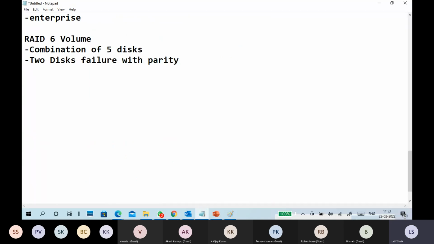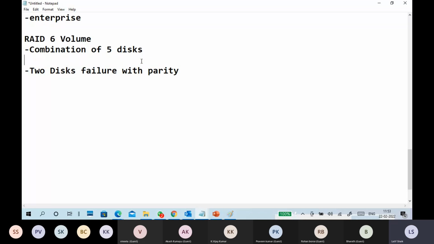RAID 5 is a single disk failure. With 3 disks, a single disk can fail. Here it is a combination of 5 disks, and 2 disks can fail, no problem.